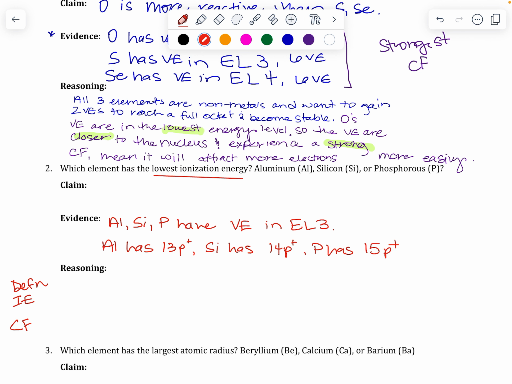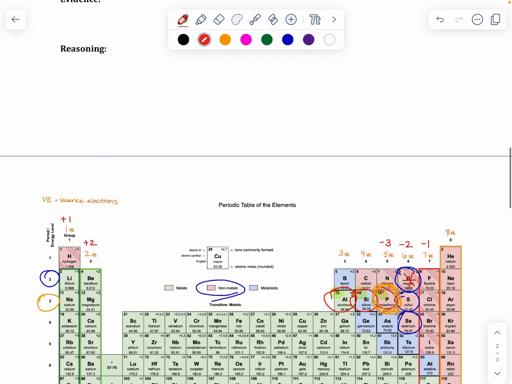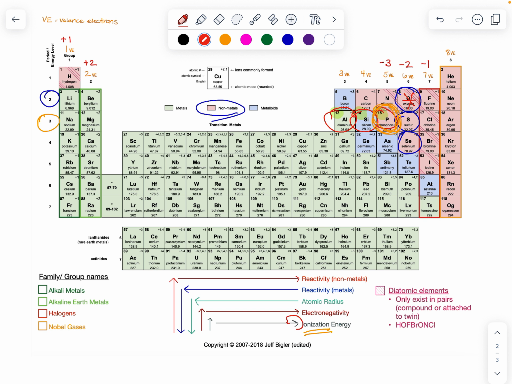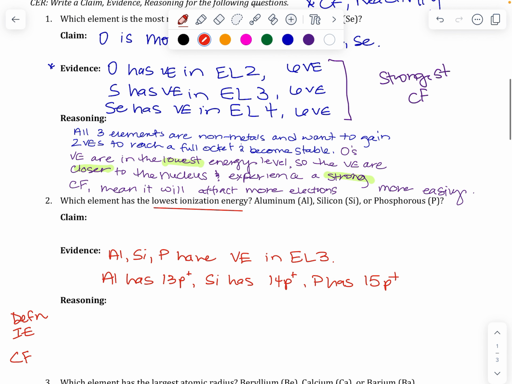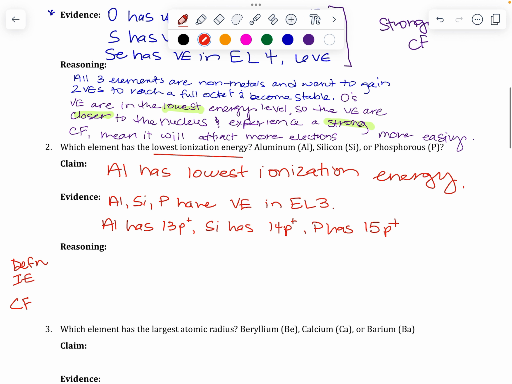And so now as I'm looking at this, I can then write down what my claim was over here, which one has the lowest ionization energy. Oh, excuse me, I flipped this when I was up here. So phosphorus is going to have the greatest, which means aluminum is going to have the lowest ionization energy. So I want to make sure I'm actually answering the question in my claim. So aluminum has the lowest ionization energy.